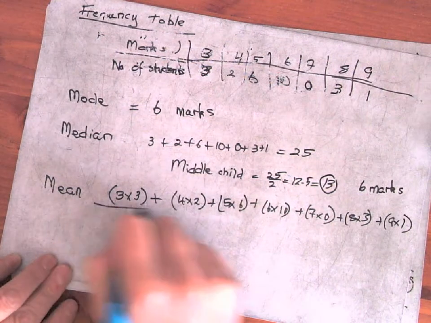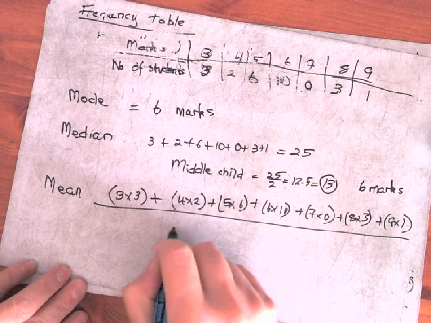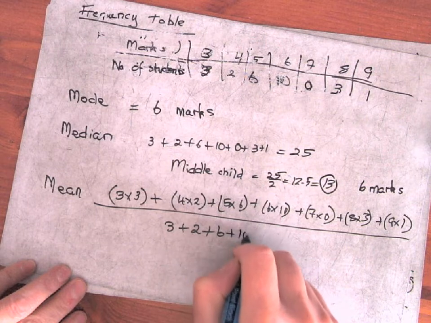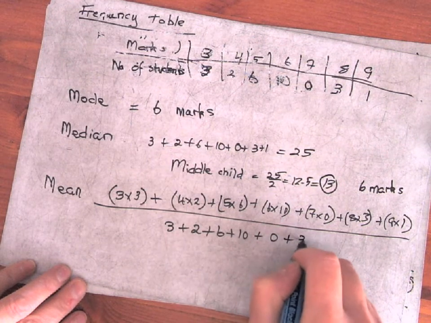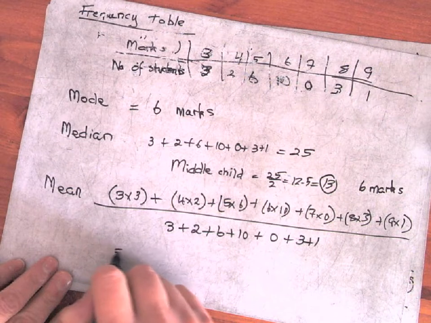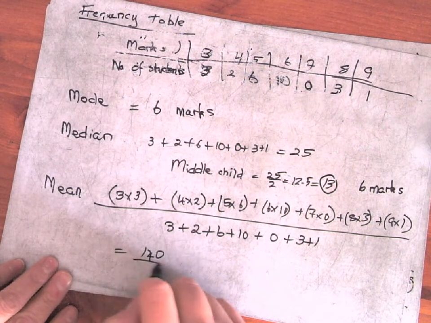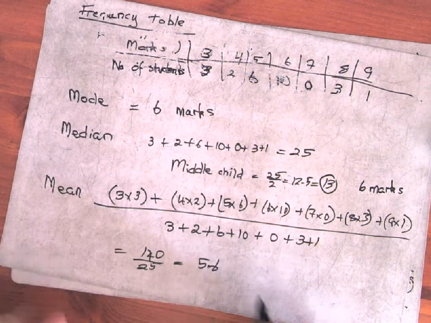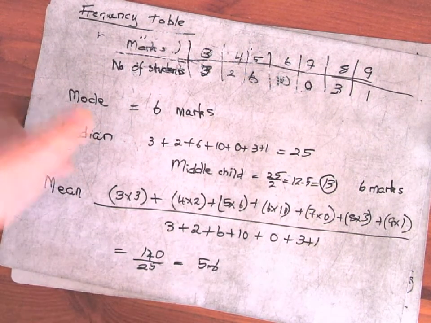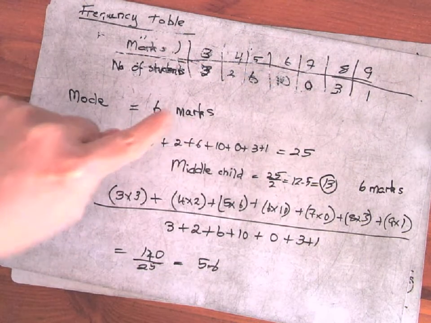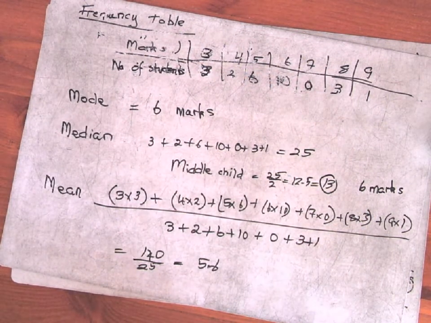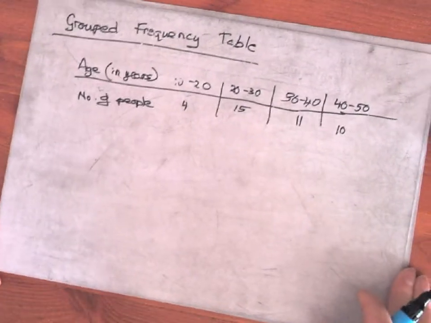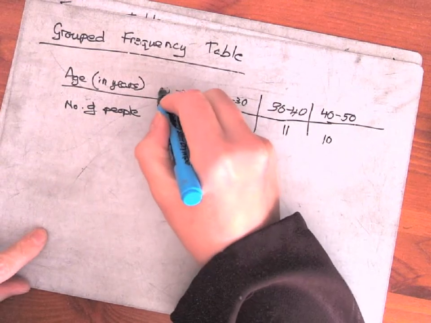Divided by the total number of children. We did it already, but just for completeness, it's the bottom line all added up, plus 10, plus 0, plus 3, plus 1. Off you go into your calculator, and that's 140 over 25, which is equal to 5.6. So the mean is 5.6. As you can see, the 3 measures of centre are nearly the same. Next one is the measure of centre from a grouped frequency table. So a grouped frequency table, this could be the age of people at a party.